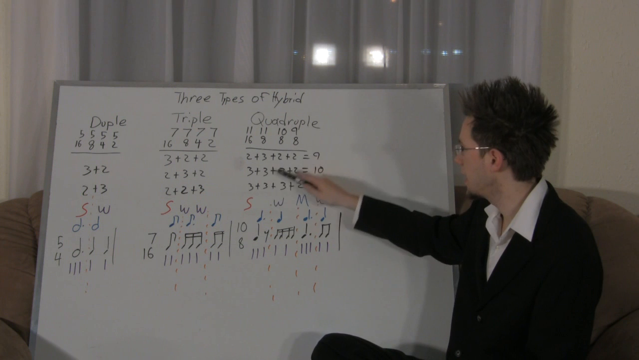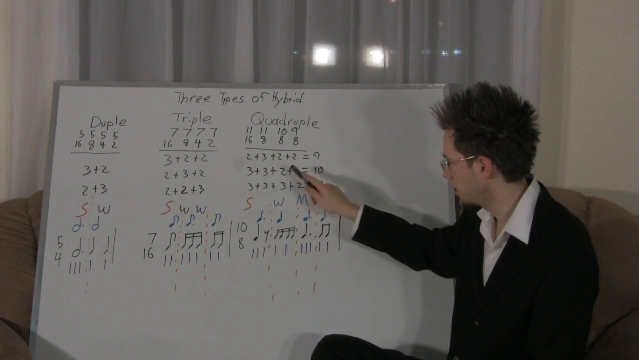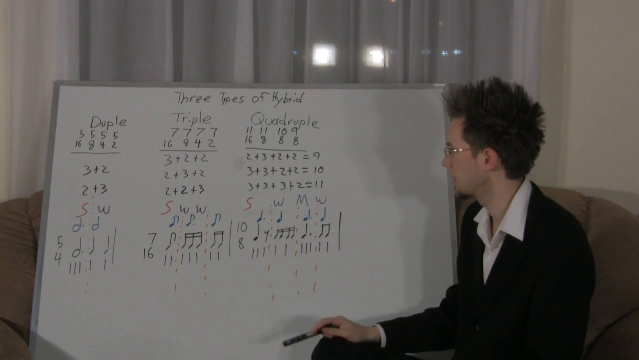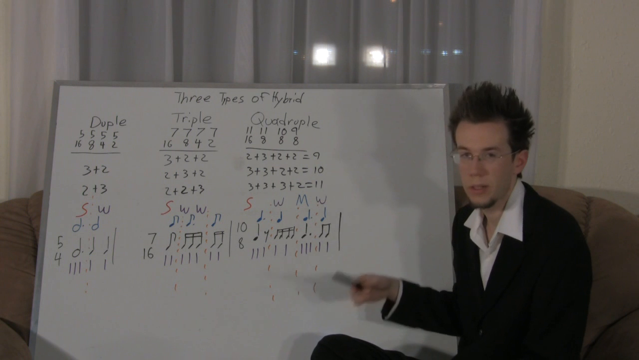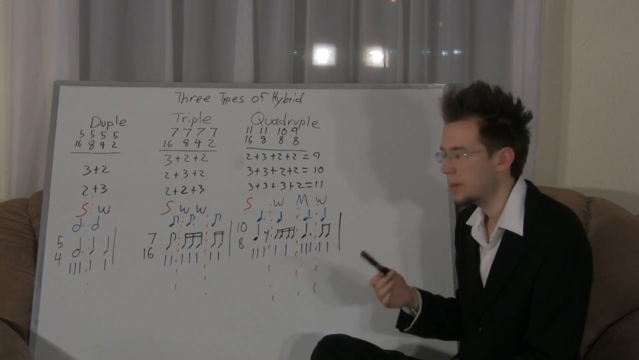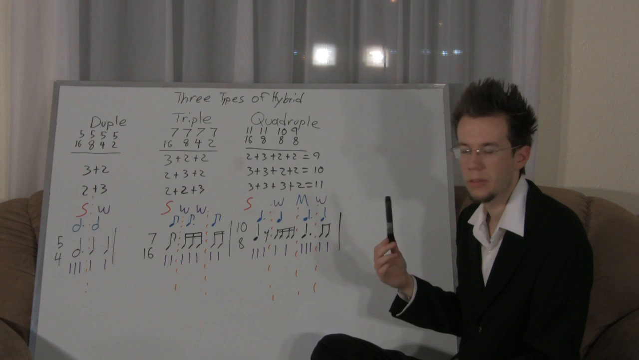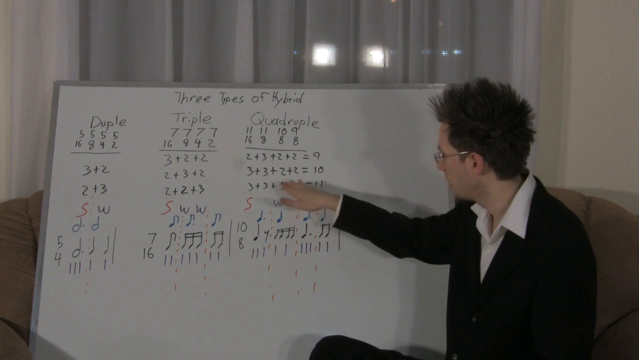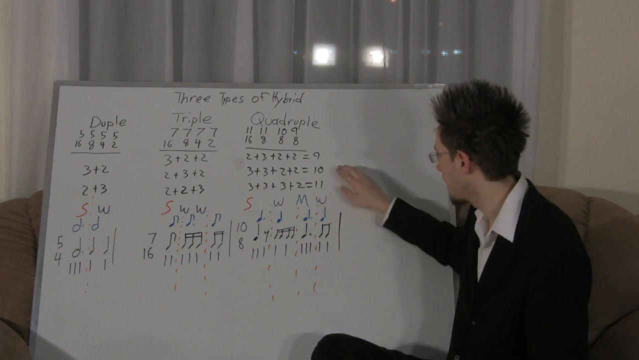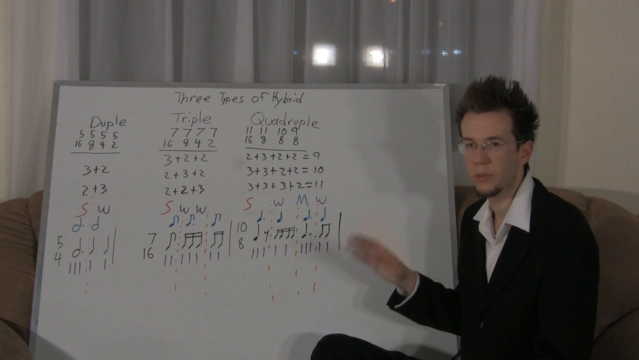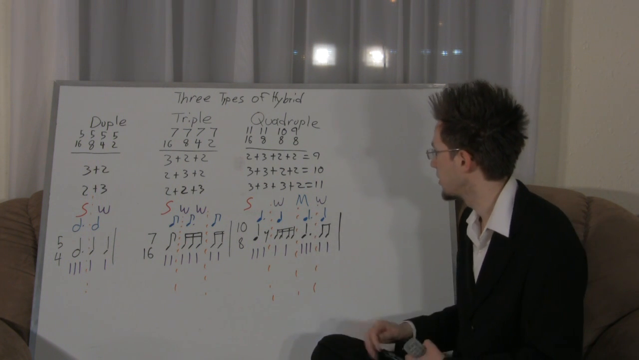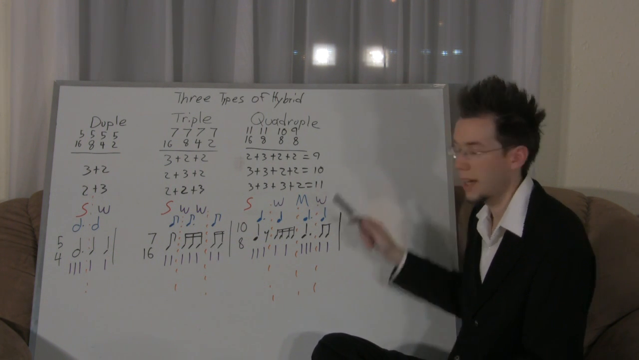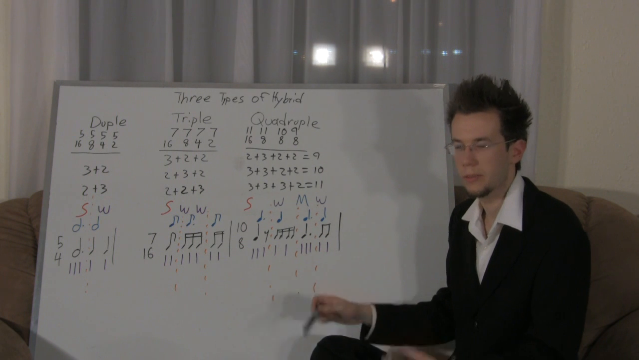Okay, moving along, we have 10-8, so it's 3-3-2-2. So 3 plus 3 plus 2 plus 2. Now, I just wrote it out like this, but you could actually put it in whatever order. You can go 3 plus 2 plus 3 plus 2, or 3 plus 3 plus 2 plus 2, or 2 plus 2 plus 3 plus 3, or 3 plus 2 plus 2 plus 3. Any combination that has two 3s and two 2s adds up to 10, because 3 plus 3 is 6, 2 plus 2 is 4, and 4 plus 6 is 10. So there you go. The idea is just that it adds up to 10 if you're trying to figure out 10-8 time.